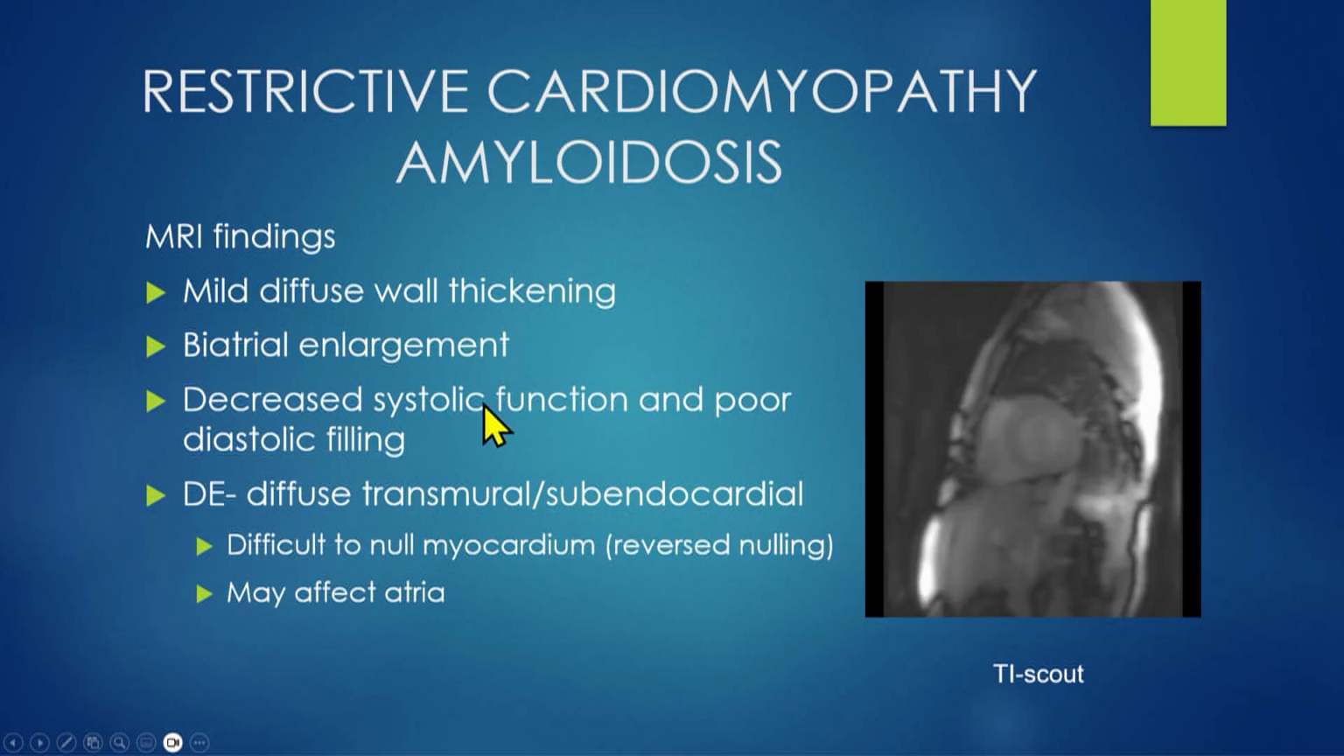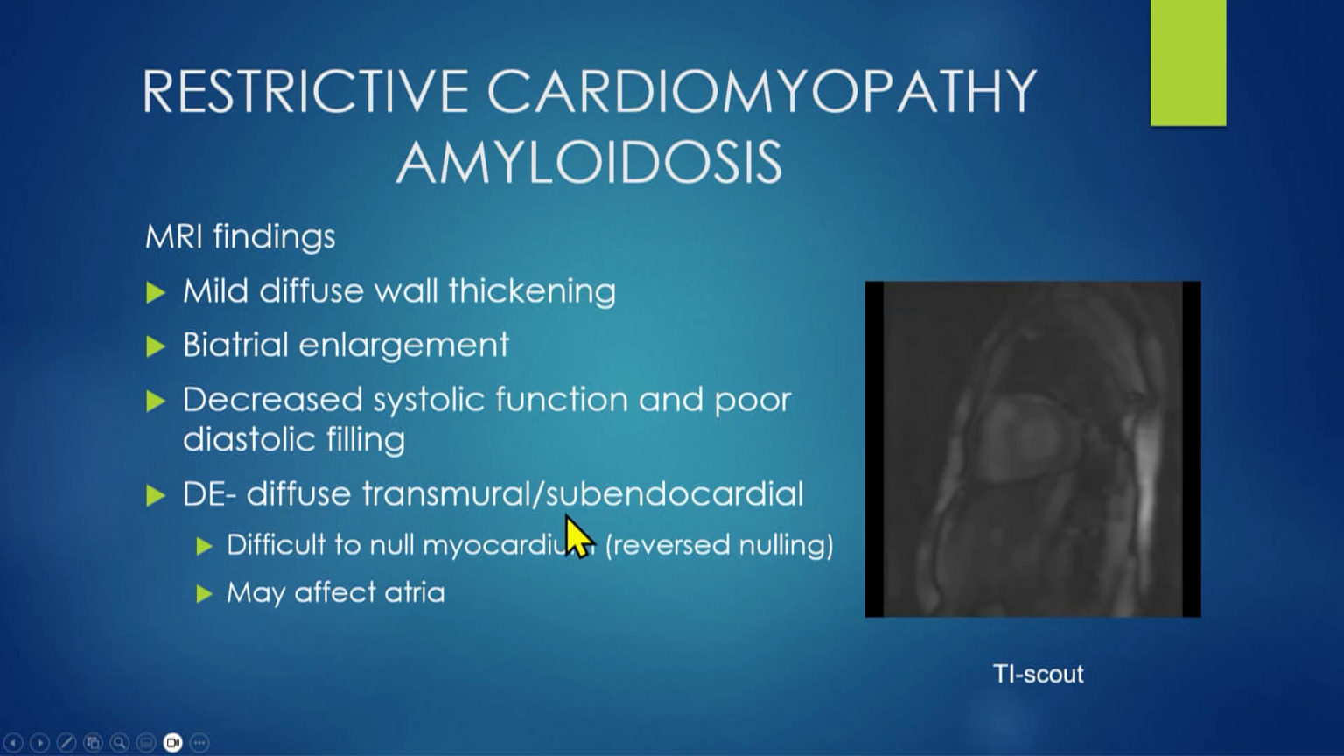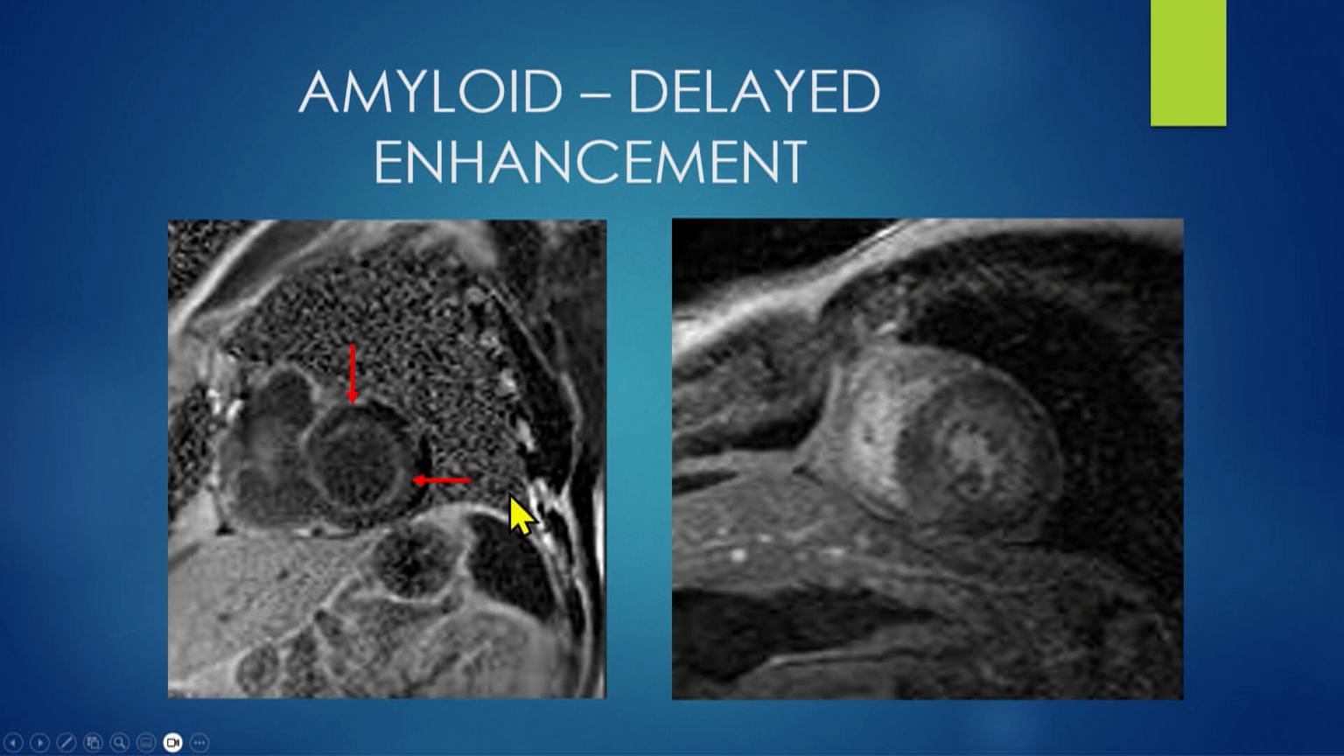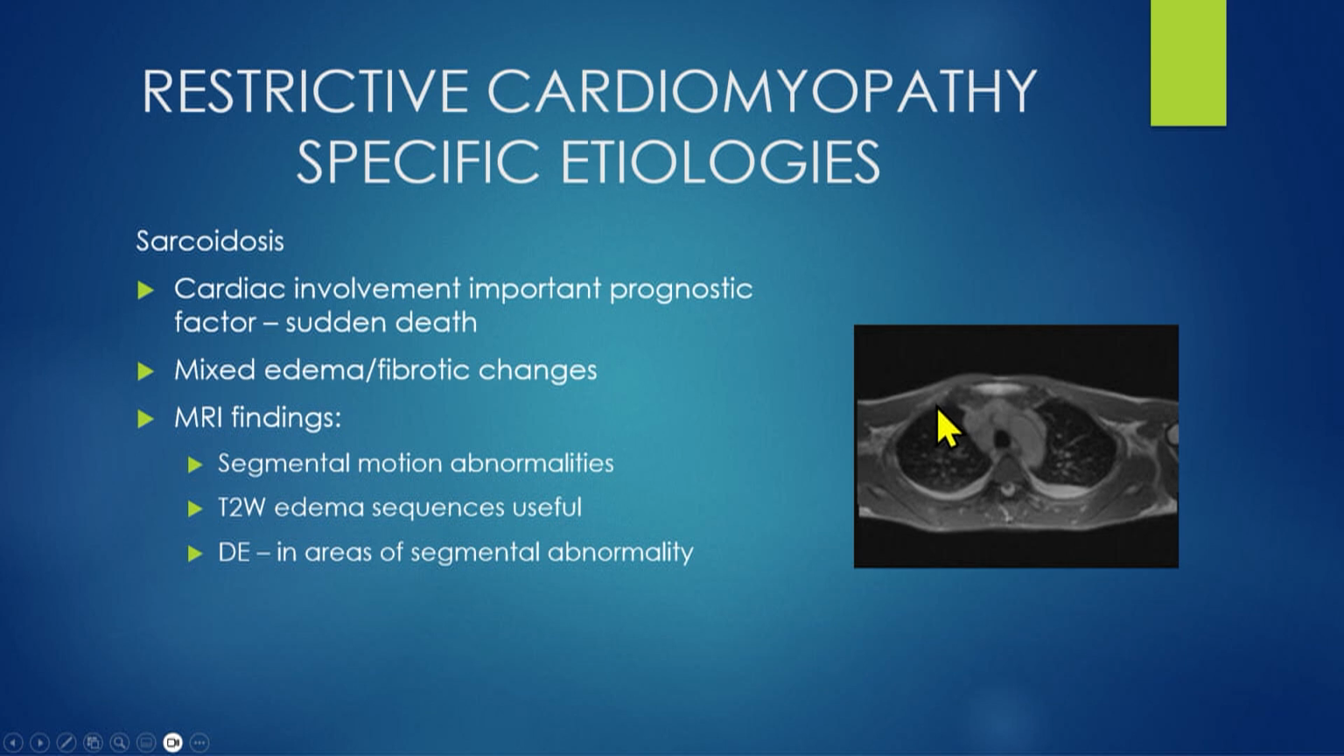So in any event, you get mild diffuse wall thickening, and then you get generally diffuse delayed enhancement. So let me show you, this is not myocardial because it's the entire subendocardial region, and in this case, basically the entire myocardium is showing delayed enhancement. That's a good look, and it's very tough to null these patients. So you might be having difficulty nulling the myocardium here.